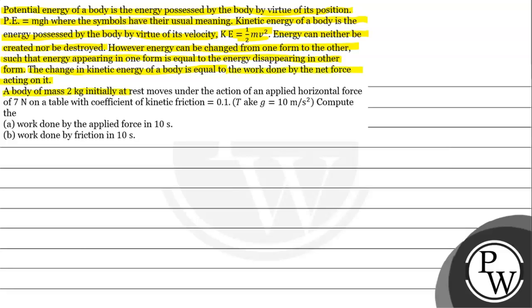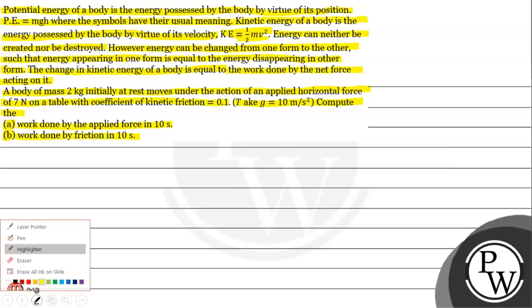A body of mass 2 kg, initially at rest, moves under the action of an applied horizontal force of 7 Newton on a table with coefficient of kinetic friction 0.1. Take g as 10 meter per second square. Compute the options. First part, we have to find the work done by the applied force in 10 seconds. Second part, the work done by friction in 10 seconds.